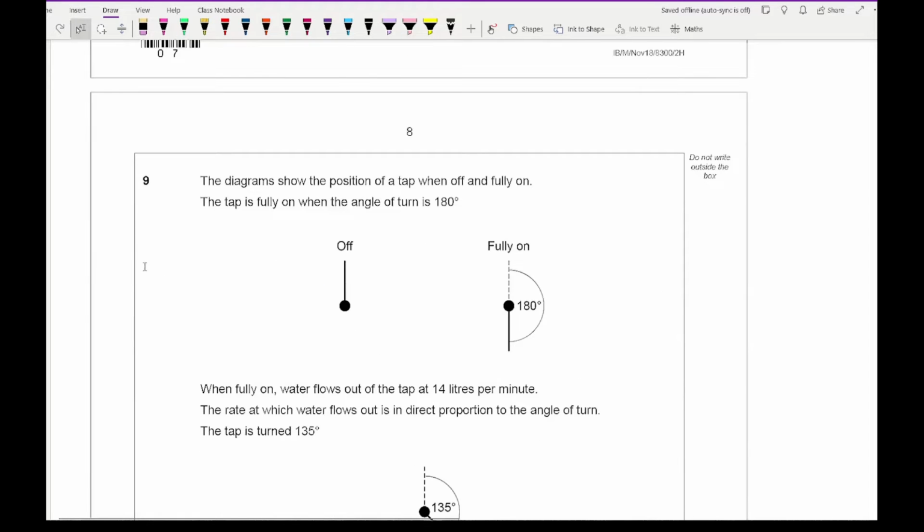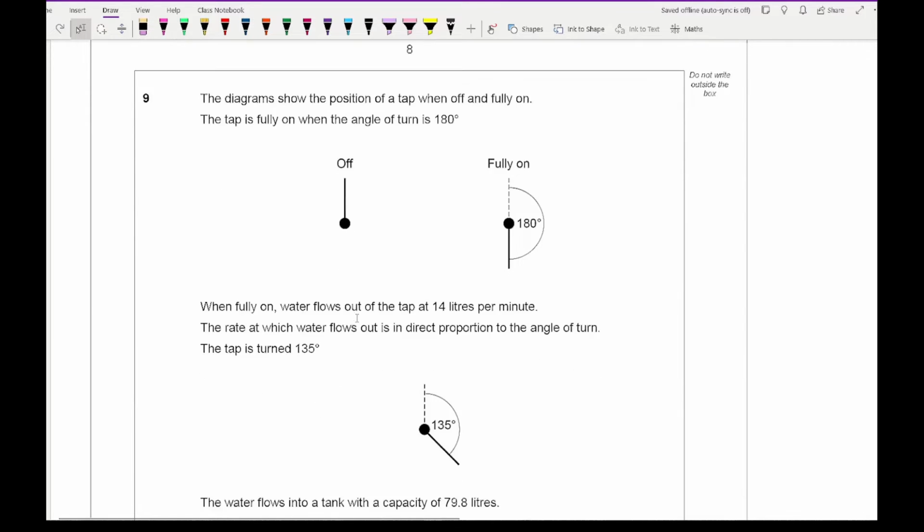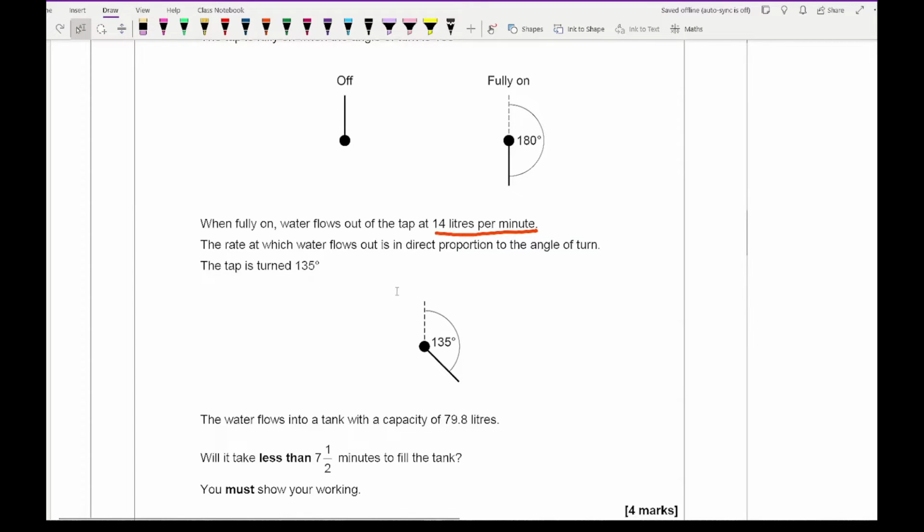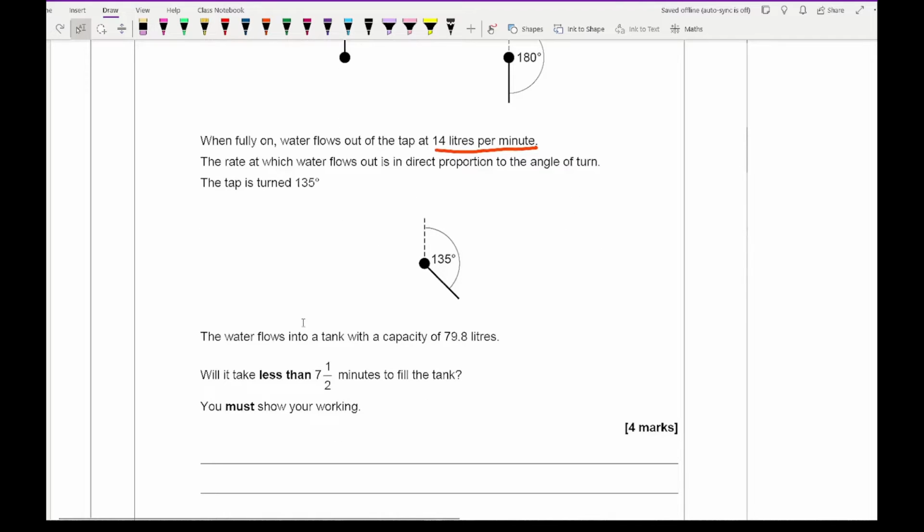Then moving on to question 9, it says the diagram shows the position of a tap when off and fully on. So the tap can go from 0 degrees to 180. When it's fully on, the water flows out of the tap at 14 litres per minute. That's going to be pretty important. The rate at which the water flows is directly proportional to the angle of the turn, and the tap is turned at 135 degrees. So the water flows into a tank with a capacity of 79.8 litres. Will it take less than 7.5 minutes to fill the tank?